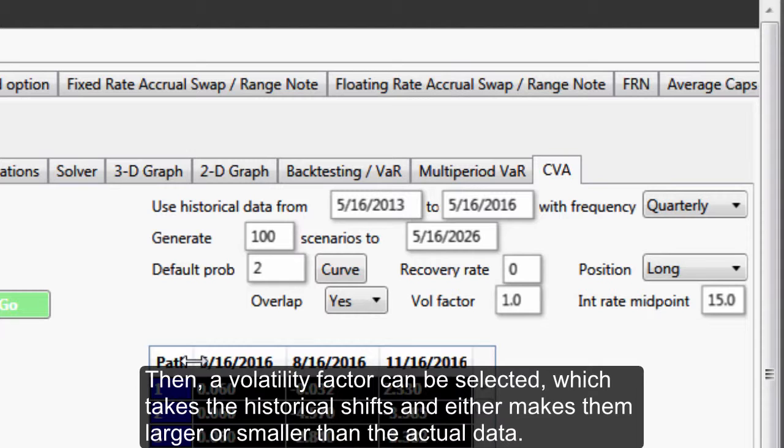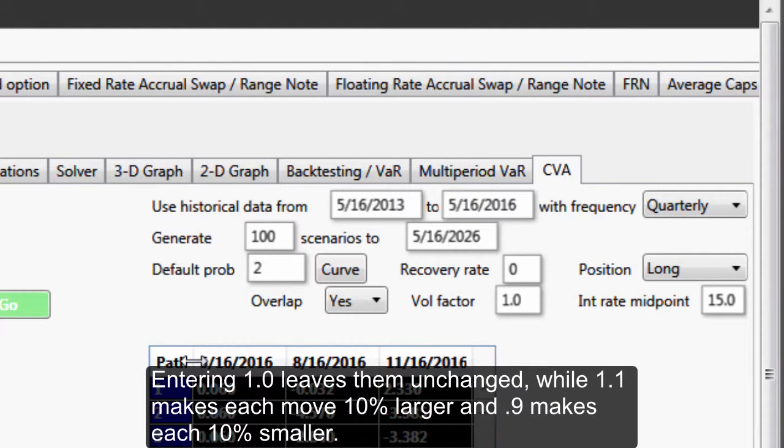Then, a volatility factor can be selected, which takes the historical shifts and either makes them larger or smaller than the actual data. Entering 1.0 leaves them unchanged, while 1.1 makes them 10% larger and 0.9 makes them 10% smaller.